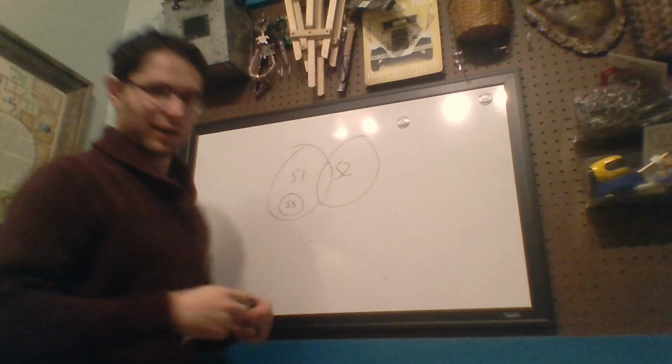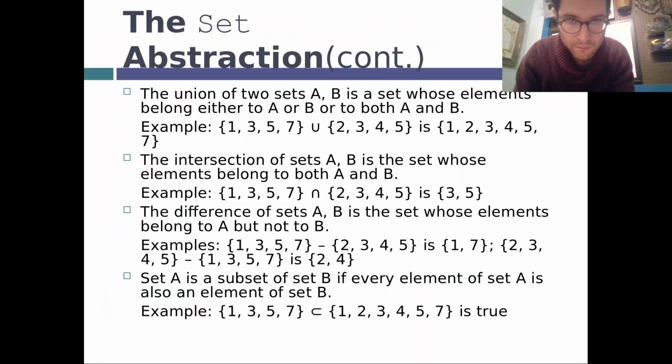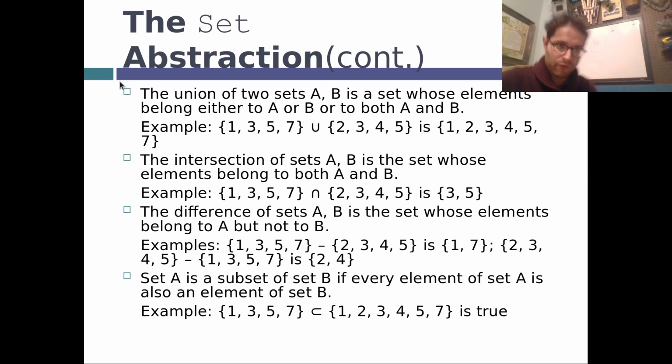All right, so let's see that over here back on the slides. And we see that's the same over here. The union of two sets, A and B, is the set whose elements belong to both A and B. So 1, 3, 5, 7 unioned with 2, 3, 4, 5. So that's going to output all the elements in both of them, which are 1, 2, there's 2 copies of 3, so we get 1, 3, 4, 5, and 7. So we get 1, 2, 3, 4, 5, 7.